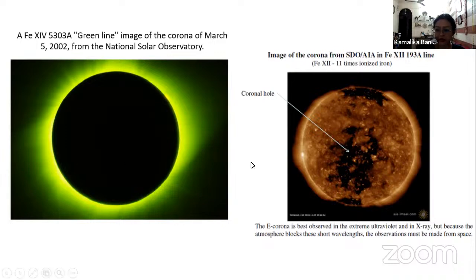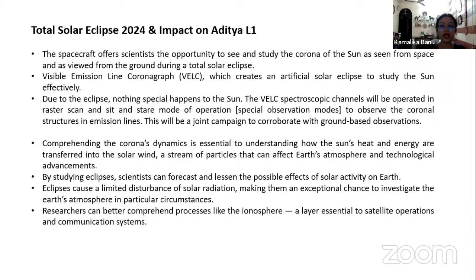And they say that the E-corona is best observed in the extreme ultraviolet and in X-ray, but because the atmosphere blocks these short wavelengths, the observations must be made from space. And here again, it says the same thing, that the spacecraft offers scientists the opportunity to see and study the corona of the sun as seen from space and as viewed from the ground during a total solar eclipse.